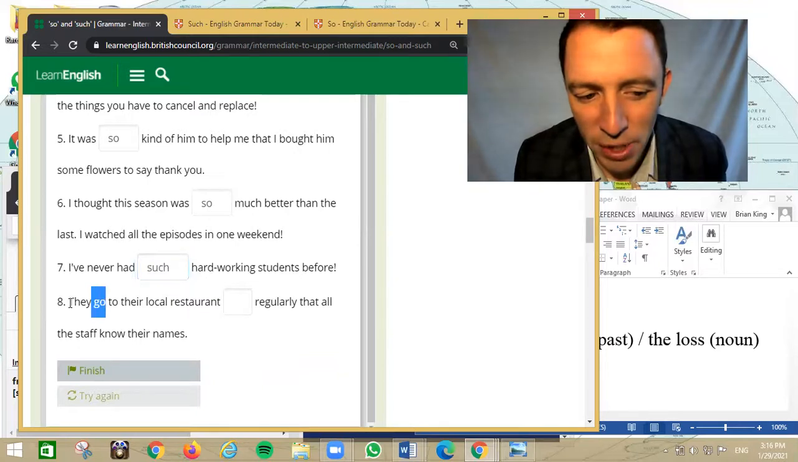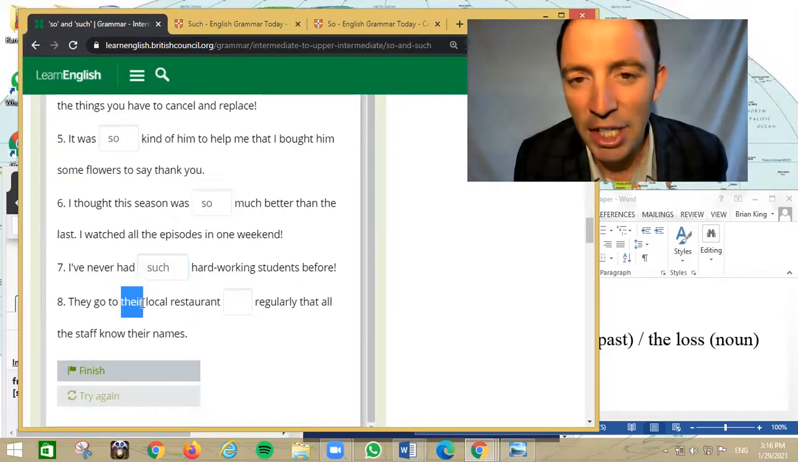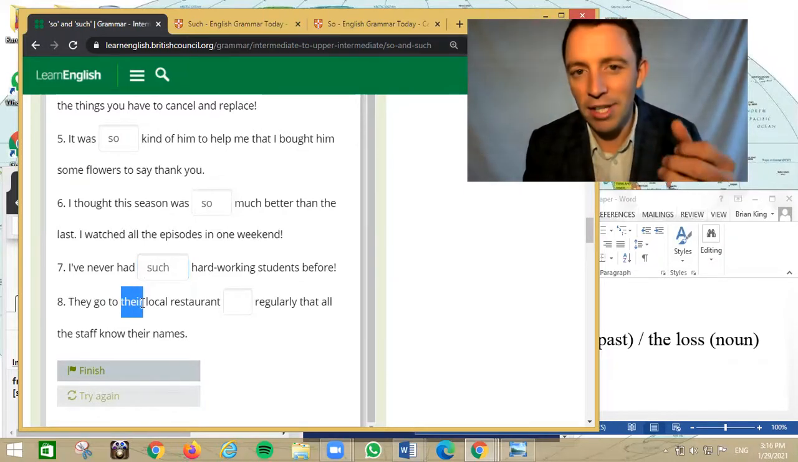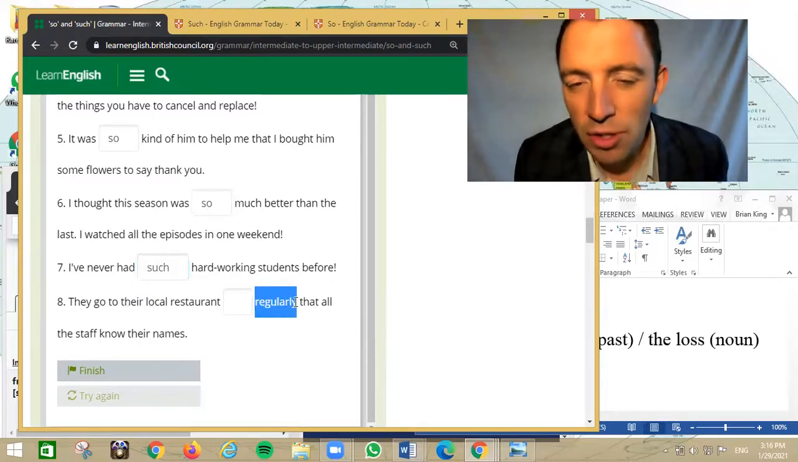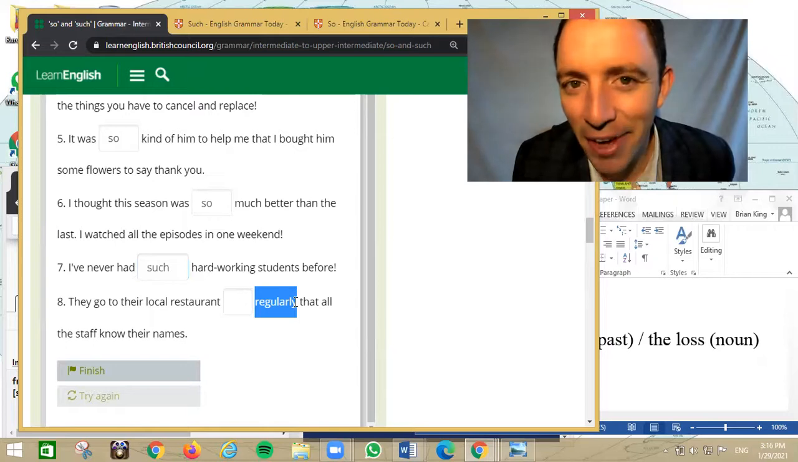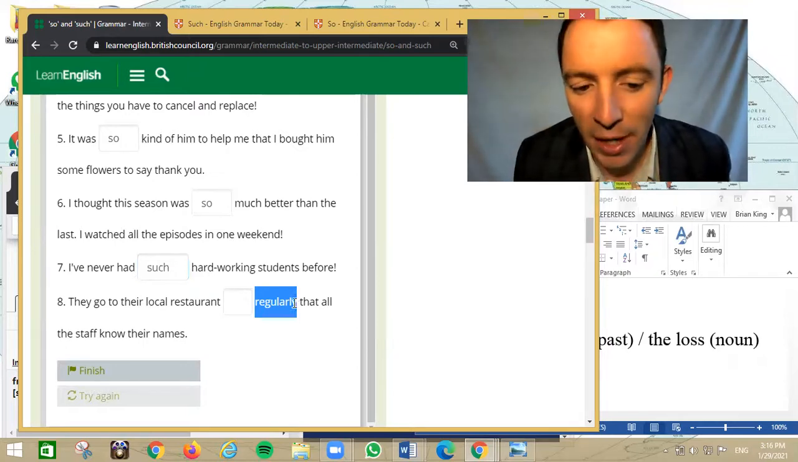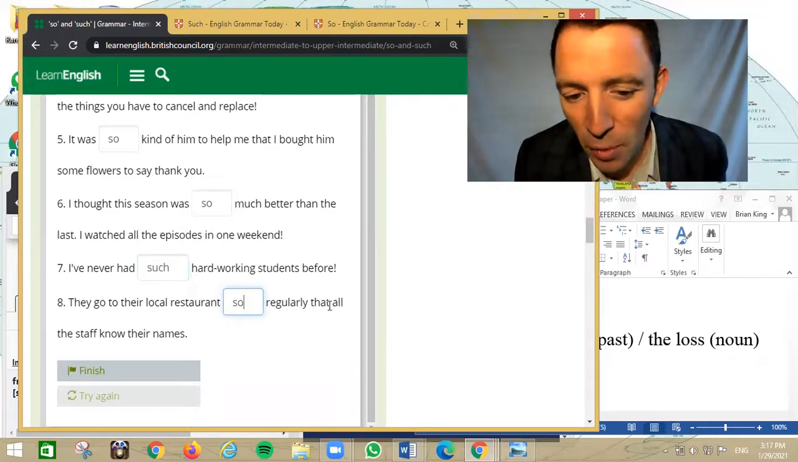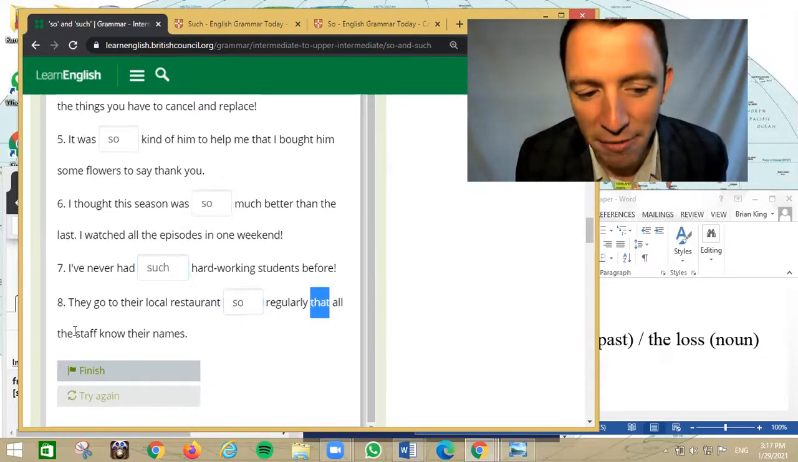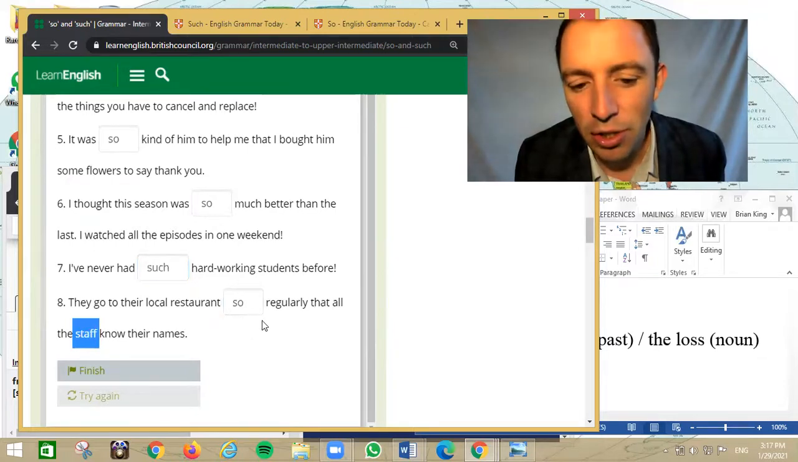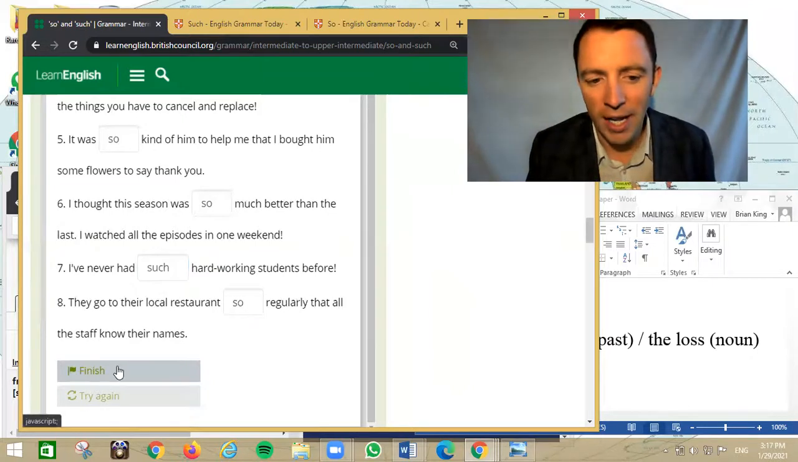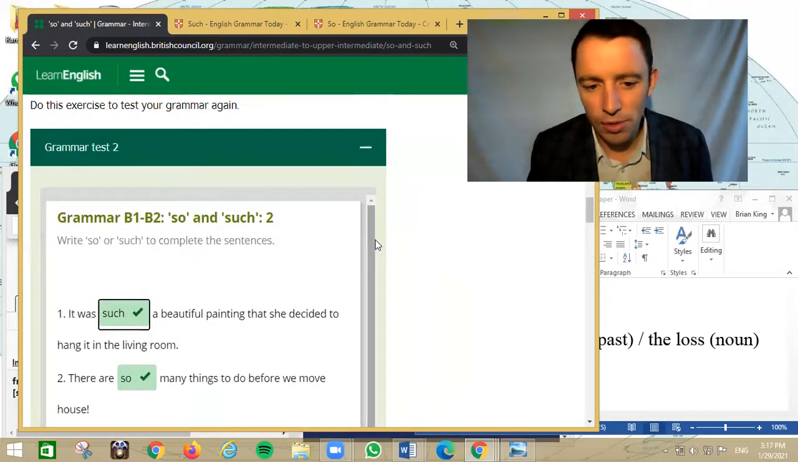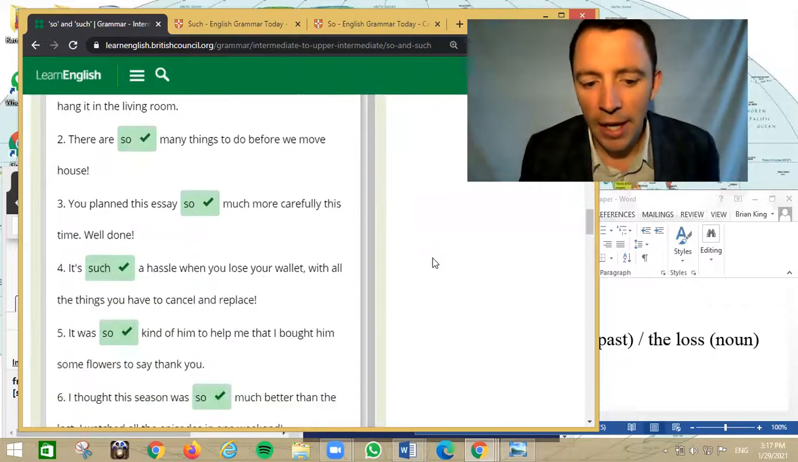They go, subject they, go, ir, el verbo, to, preposition, possession, their, my restaurant, your restaurant, their restaurant, local restaurant, adverb. So regularly is the adverb, and to intensify an adverb, it's necessary so. Okay, so regularly, and the consequence is that all the staff, all the workers know their names. So here it's the rule with the adverb, and to intensify the adverb you need so. Okay, so let's finish, and I hope we are close. Yeah, everything is correct. 8 from 8.